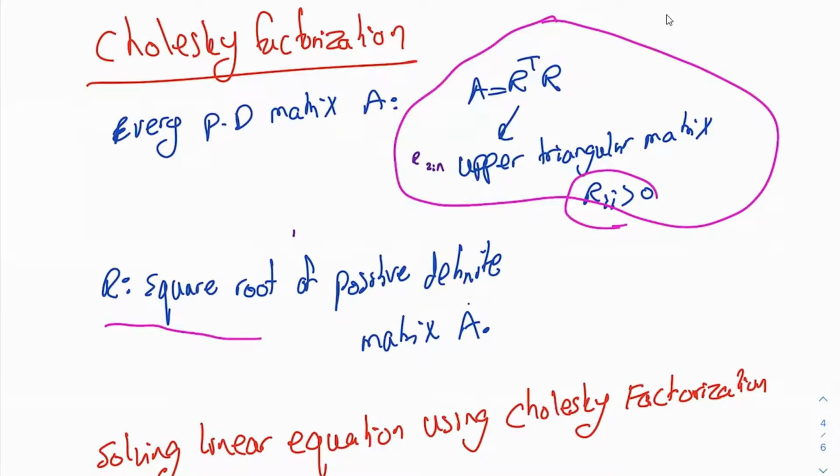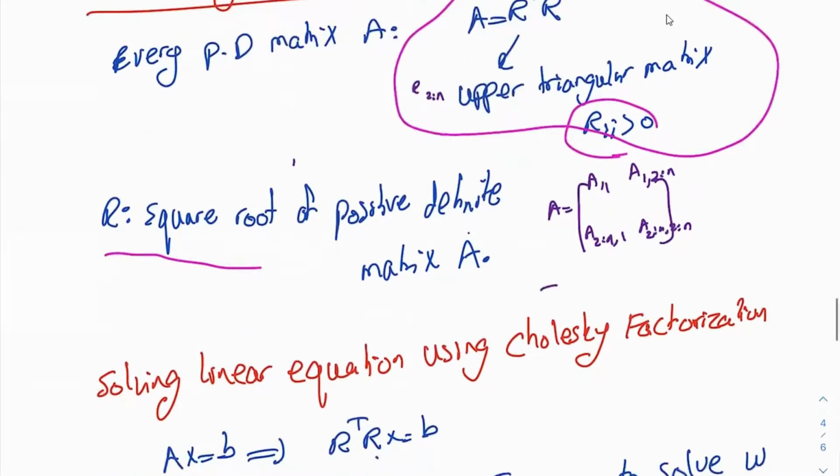So we get to how to calculate this matrix R. But before that, let's just motivate this. Again, I remind you this A can be partitioned like this: A11, A1,2 to n, A2 to n,1, and A2 to n,2 to n. In a sense, you can write this one as R transpose R, where this one is R11, this one is R1,2 to n, 0, remember, upper triangular, and R2 to n,2 to n. And this part is going to be a transpose of this.